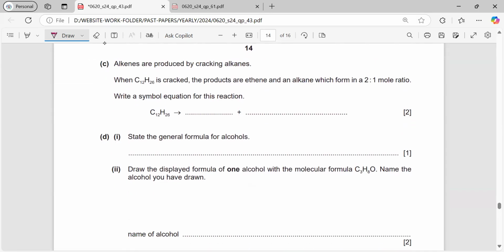Alkenes are produced by cracking alkanes. When C12H26 is cracked, the products are ethene and an alkane which form in a 2:1 mole ratio. Write a symbol equation for this reaction. As they are saying that the ratio will be 2:1, it means one of the products is ethene, which is C2H4, and the ratio here is 2:1. That means 2 molecules of ethene, and then 1 molecule of the other product.